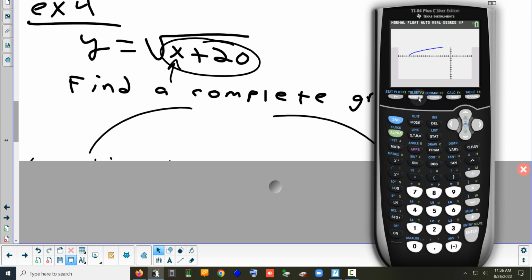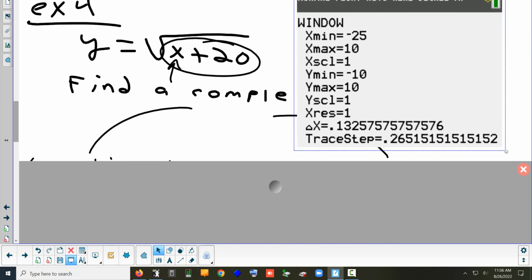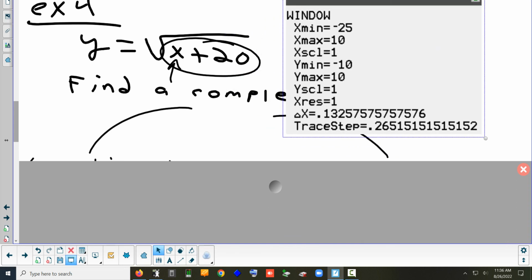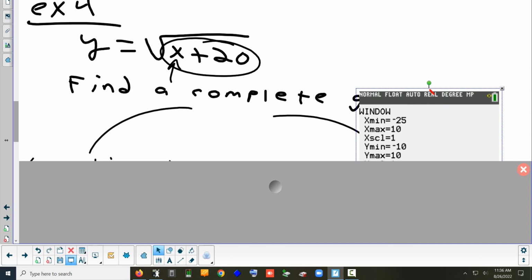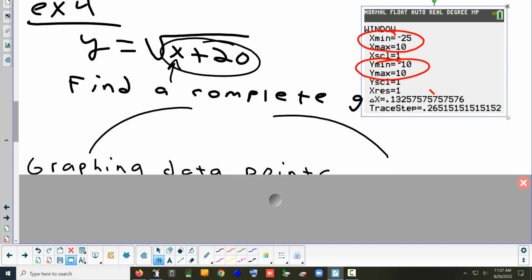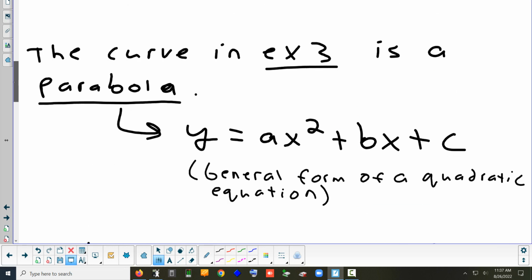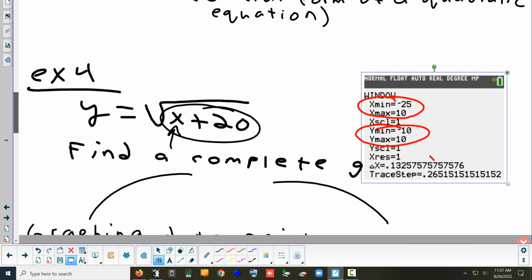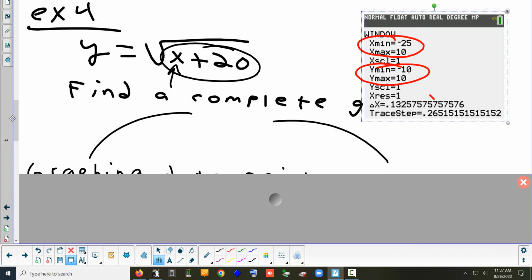So as far as finding a complete graph, I would say just write that down. Specifically, the four values that we keep talking about: X min, X max, Y min, Y max. So there can be more than one correct window that's complete. What is the general form of the quadratic? Ax squared plus bx plus c. That's the general form of a quadratic.